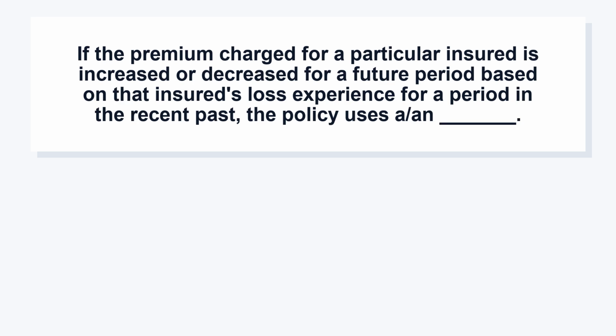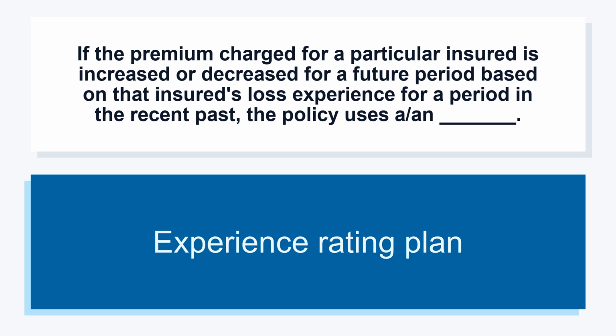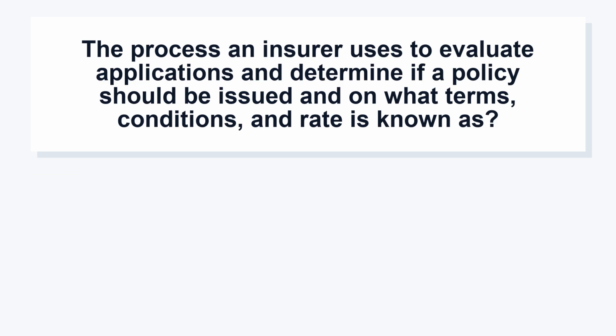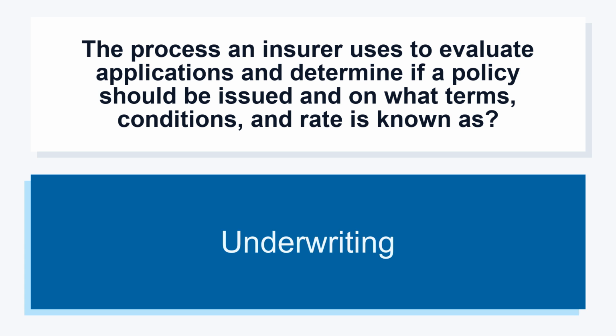If the premium charged for a particular insured is increased or decreased for a future period based on that insured's loss experience for a period in the recent past, the policy uses experience rating plan. The process an insurer uses to evaluate applications and determine if a policy should be issued and on what terms, conditions, and rate is known as underwriting.